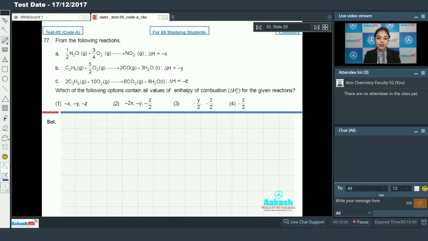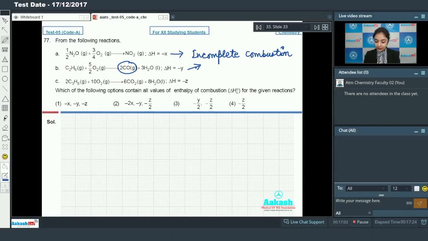So the beauty of this question is that first you have to identify whether these reactions are undergoing complete combustion or the incomplete combustion. So in the first case, this reaction is an example for incomplete combustion. And in the second case also, you can see here CO gas is being produced. So this is an example of incomplete combustion. अगर ये complete combustion होता तो कौन सी gas produce होती? Carbon dioxide. So this is also an example of incomplete combustion.